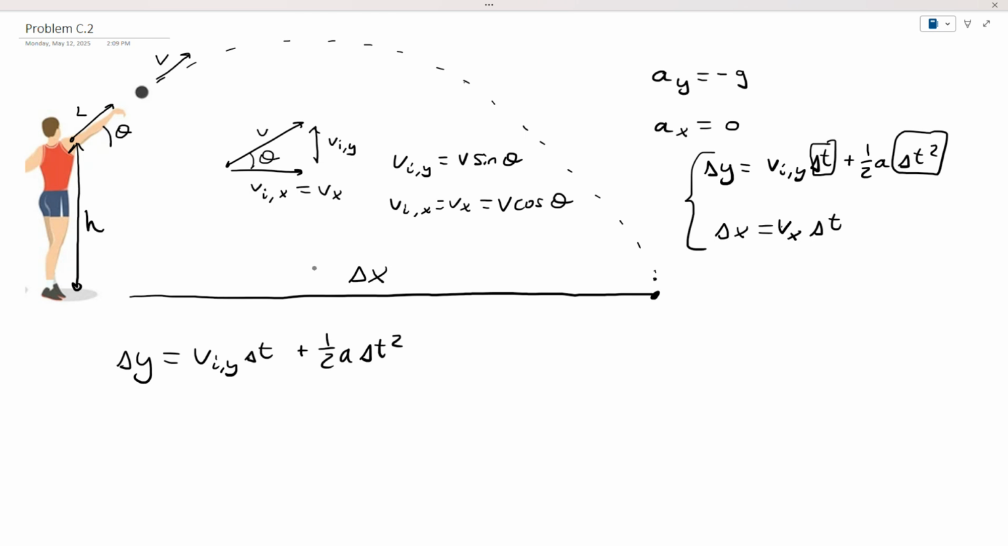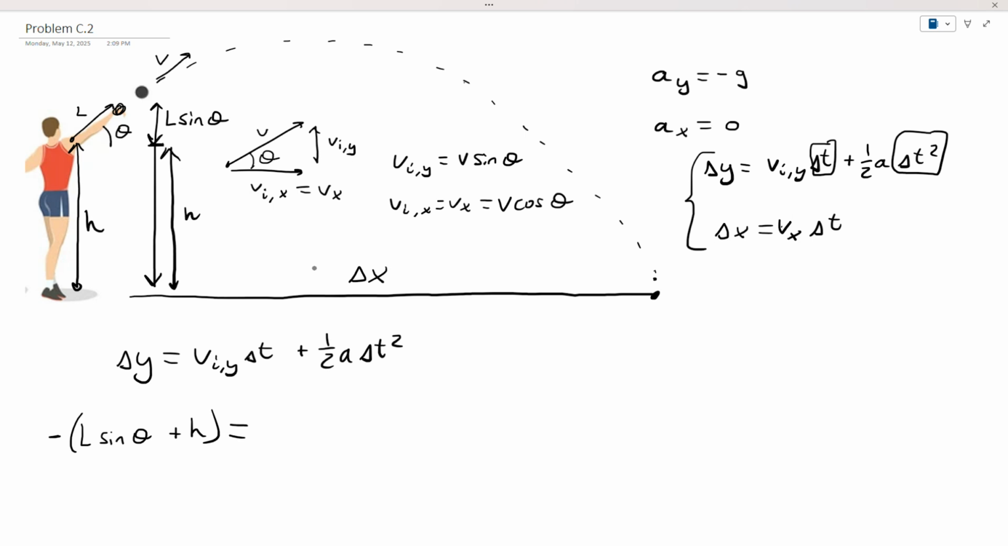So we know that delta y, the vertical displacement, so the ball starts at the point here, at the end of the arm, and goes all the way to the ground. So the vertical displacement is negative, and it's equal to distance h here, plus the height provided from the arm, which is going to be L sine theta. So delta y here is going to be L sine theta plus h, but negative.